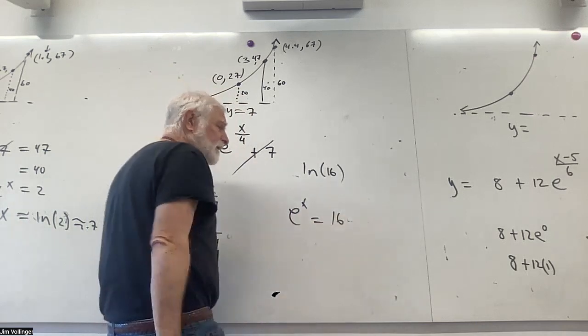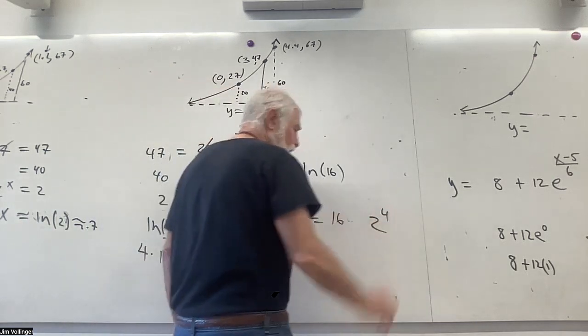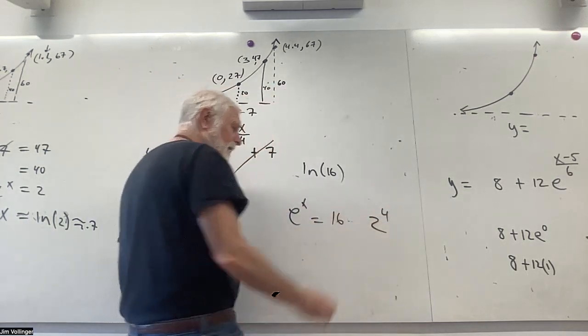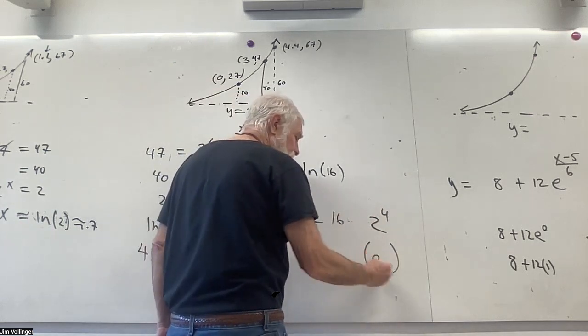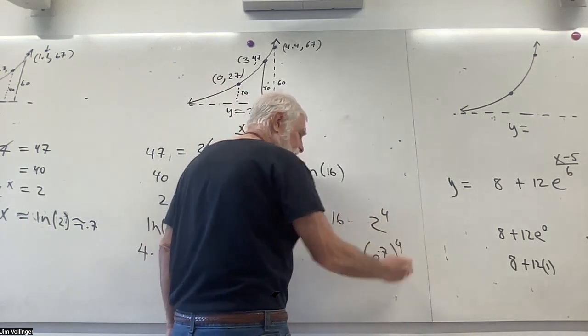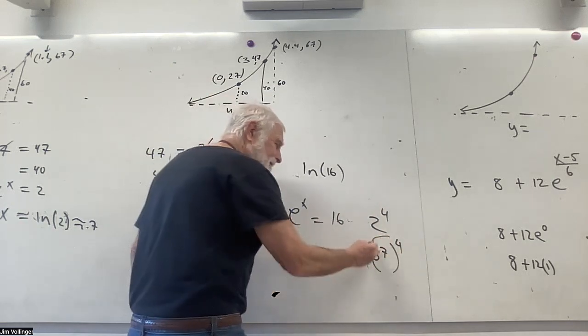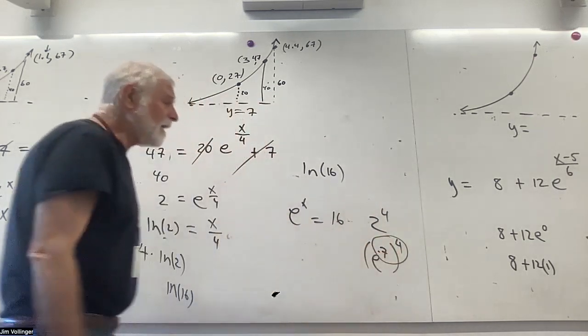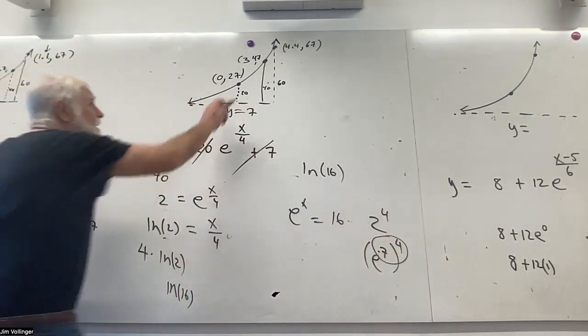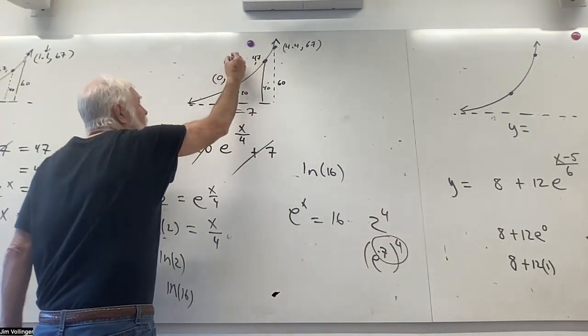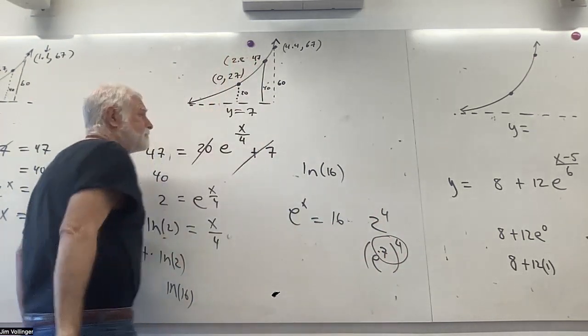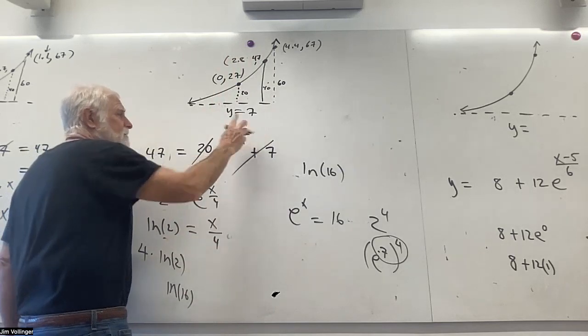Well, I know what 16 is. It's 2 to the 4. And 2, I know what 2 is. It's e to the 0.7 raised to the 4th power. I think I can see that exponent now. And yes, it was near 3. 2.8 is a heck of a better answer. So let's see what 2.8 does.